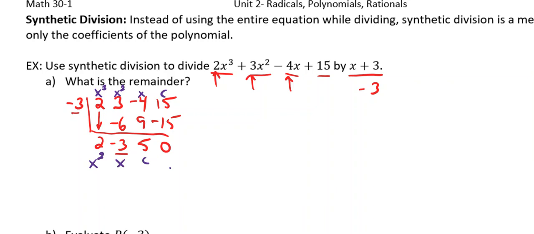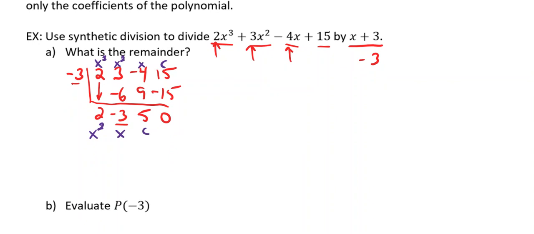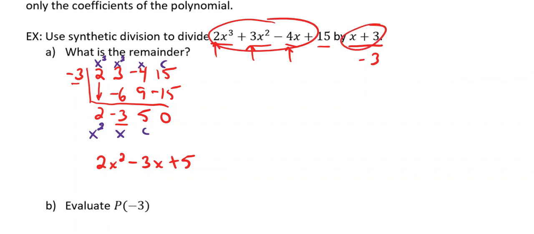And then the remainder was 0, which I don't have to write down. So now we can just write this thing out. The answer here was just 2x squared minus 3x plus 5. And that's it. If we divide this by x plus 3, we would get the quotient of that. So it's quick and easy. I know right now it's a brand new thing and you're like, what just happened? But once you get those steps down, it's really fast.